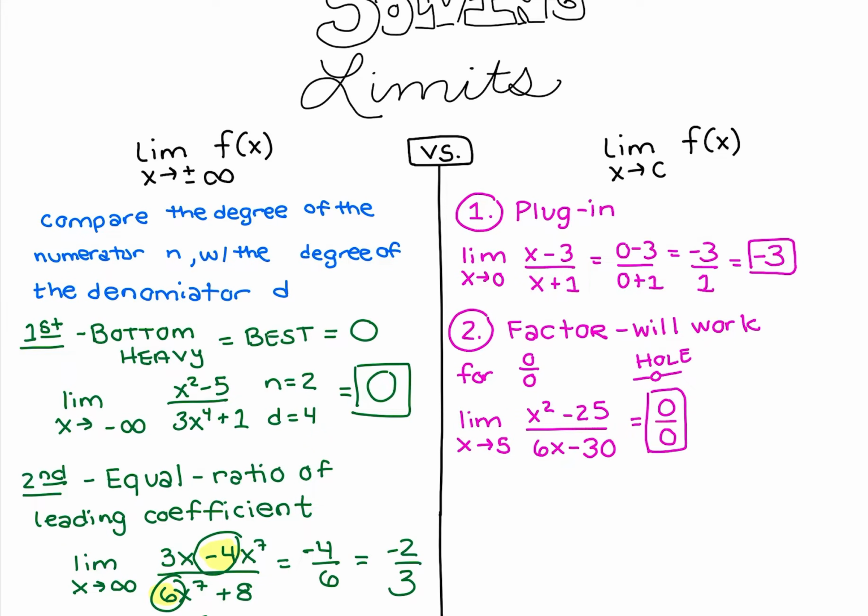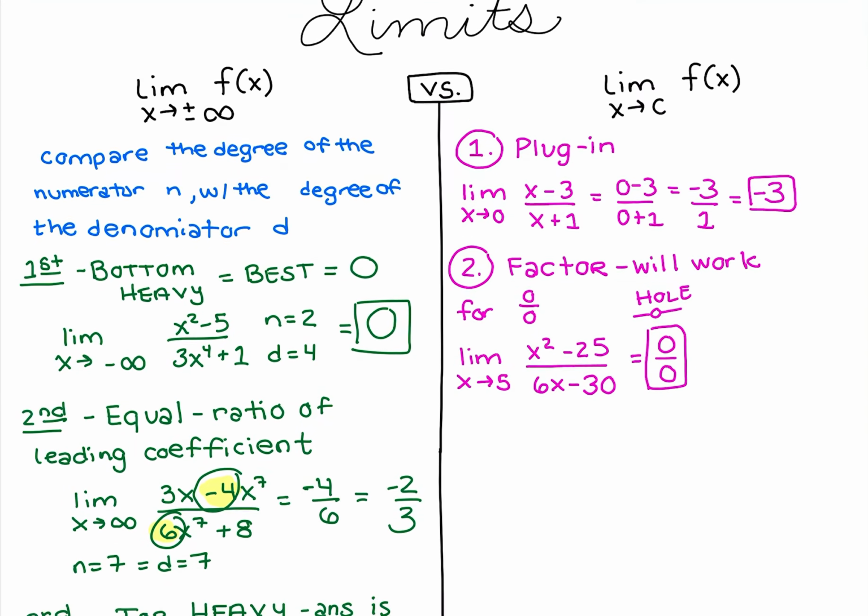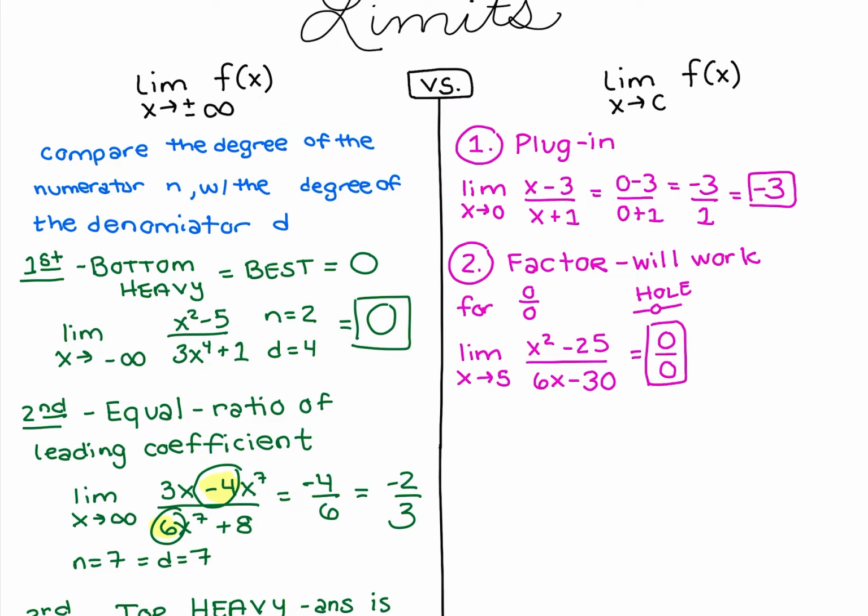And if you think about the limit of a hole, from the left and the right-hand side, you approach the same number. We just need to figure out what that limit is by factoring. So the limit is going to exist and be finite. If we plug in and get 0 over 0, it's just going to take us factoring to figure out what the final answer is going to be.